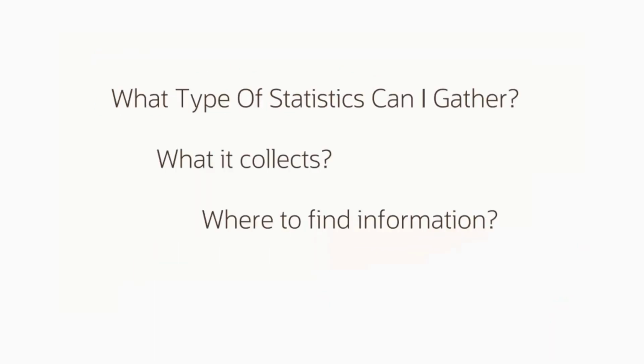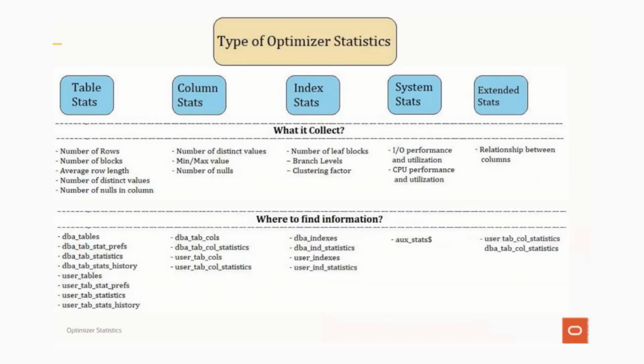Next, what types of statistics can I gather, what does it collect, and where to find the information. So look at this diagram. This is the flow chart of the optimizer statistics. If you are referring to a collection of optimizer statistics, we have the table statistics. Under table statistics, we gather the number of rows, number of blocks, average row length, number of distinct values, and number of nulls in columns.